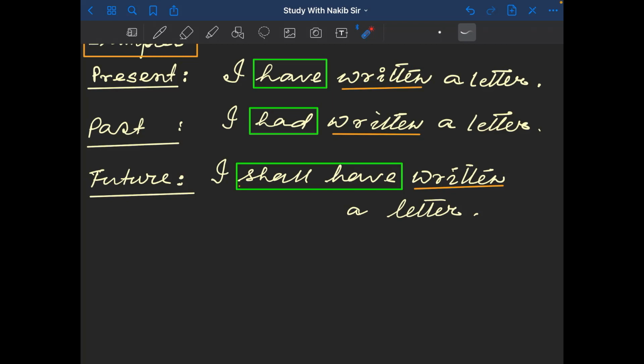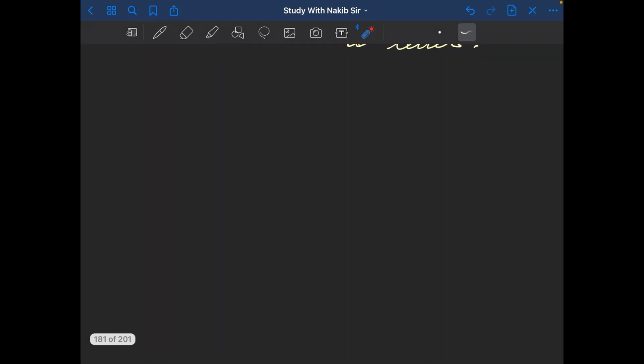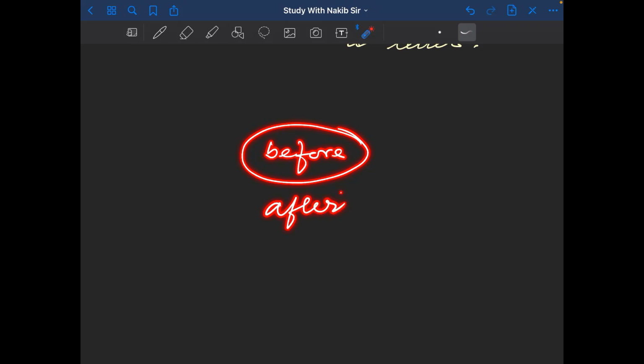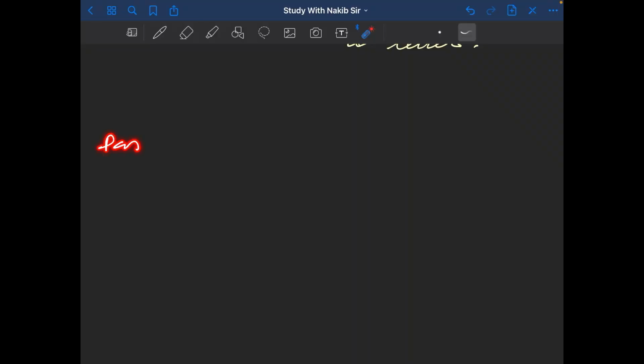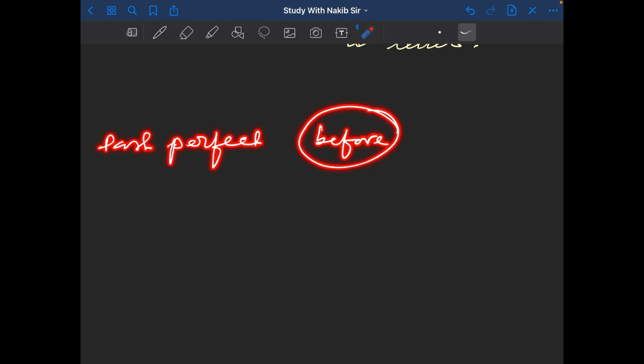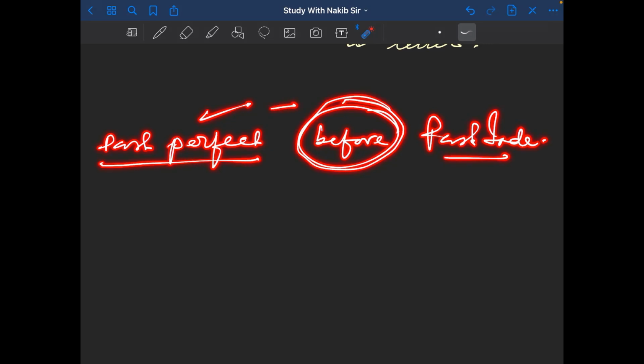Now you have to arrange them. One particular way is there for their arrangement. Okay, see the arrangement. In this type of structure you have to use one conjunction, before or after, in between the two parts or two tenses. So when you get before, use this: past perfect, then before, then past indefinite. Remember this, past indefinite. So past perfect is before the conjunction before, and after before is the past indefinite.